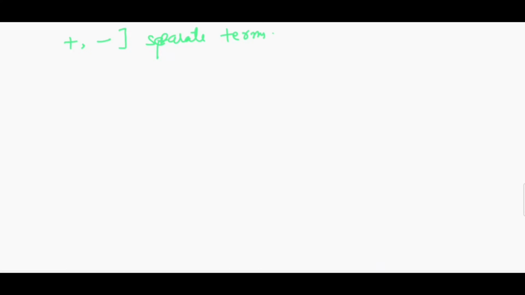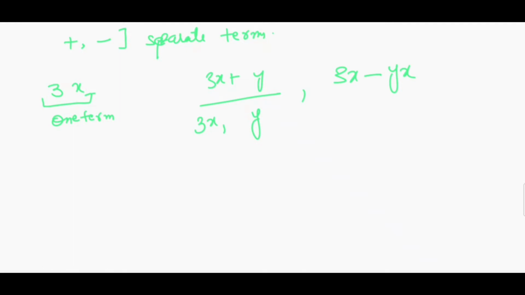For example, 3x is an algebraic expression and here we have only one term. Similarly, 3x plus y, we have two terms, first 3x and y. And 3x minus yx, we have two terms which are 3x and minus yx.